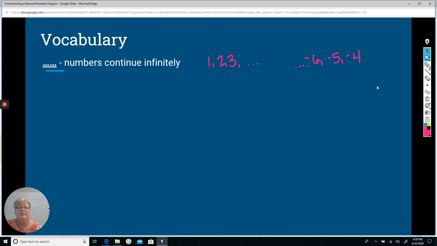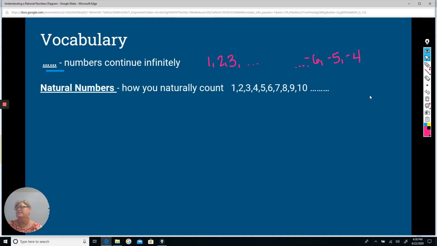All right, so let's look at the next vocabulary word. It's called natural numbers. And this is so easy because it's just naturally how you count. If I say, hey, go count the pencils for me, and you start counting them, 1, 2, 3, 4, 5, 6, 7, 8, 9, 10, that's the way you count. You always start with the number 1 when you start counting. So that's how we naturally count. Notice the dots at the end that tell you that you can keep going. It doesn't stop at 10.